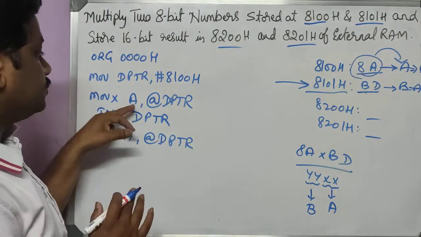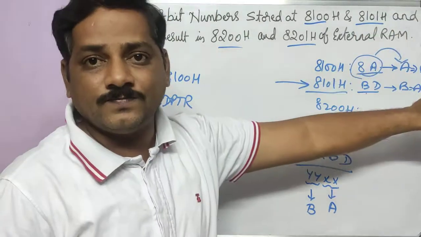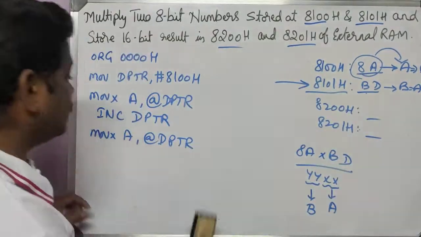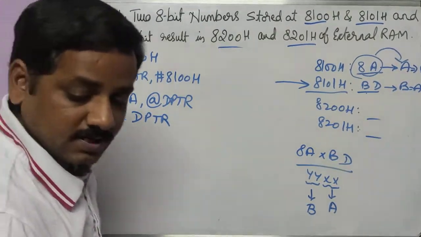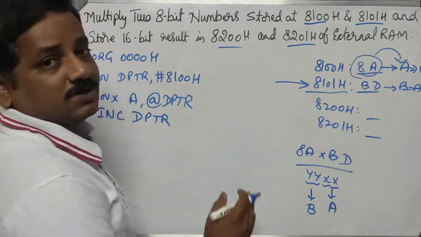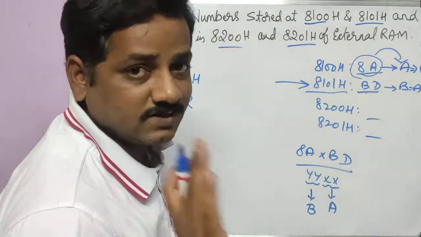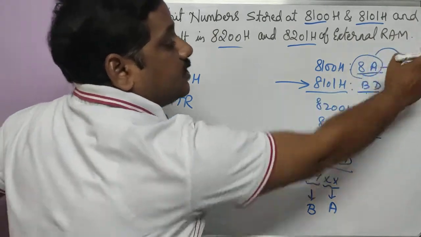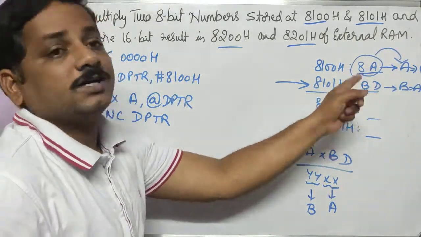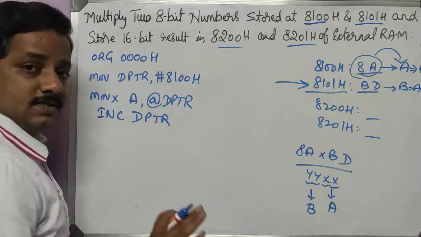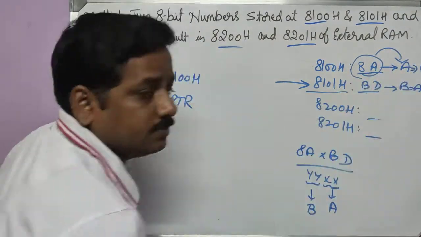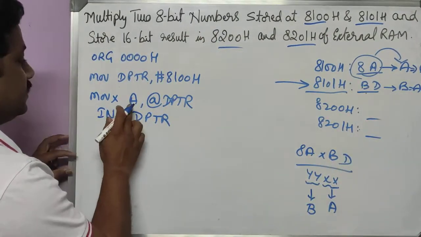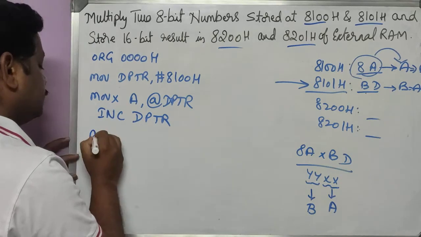So what you need to do? Store that first data somewhere. Instead of storing it somewhere else, you store it to register B only, because we know that for multiplication, A and B are the registers we can use. So what I do? I got the first data in A. Now I'll take it into B so that I can take the second data into A. Right? Is it clear? So move it into B. So how to move that into B? The data we got here, I will move it into B.